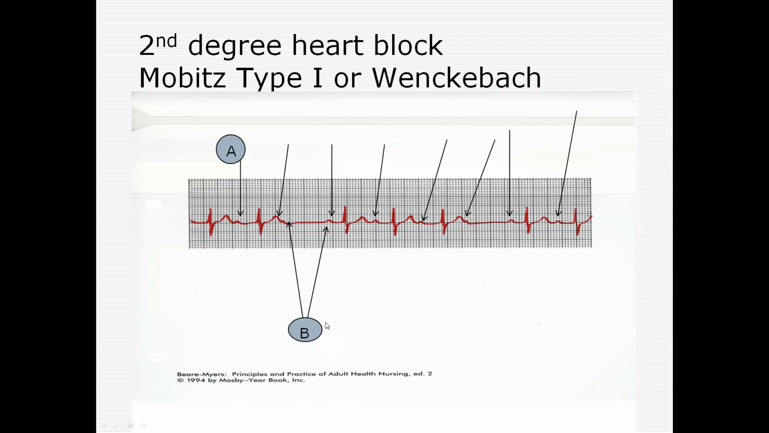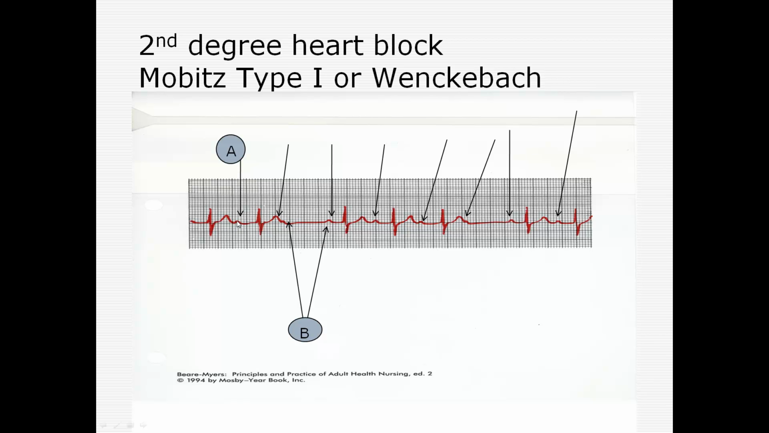Second-degree heart block is categorized as type 1 or Wenckebach, or type 2. So second-degree heart block, Mobitz Type I or Wenckebach, looks like this. It's similar to first-degree heart block. Notice we have a long pause here between the P and the QRS, P, QRS, P, QRS. But what happens is that the PR interval, instead of staying the same length of time, gets longer and longer and longer, and then it drops a QRS.